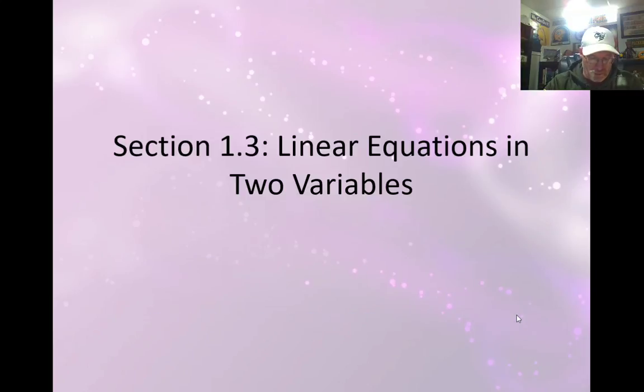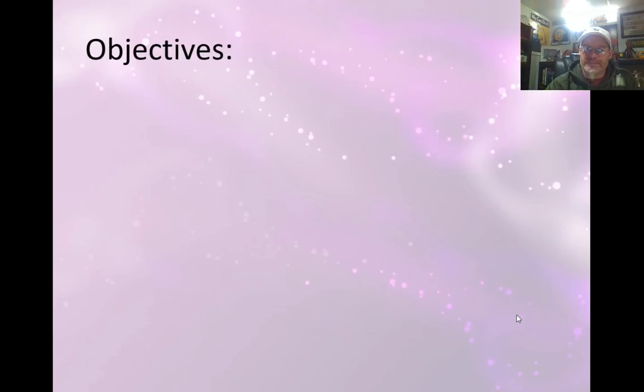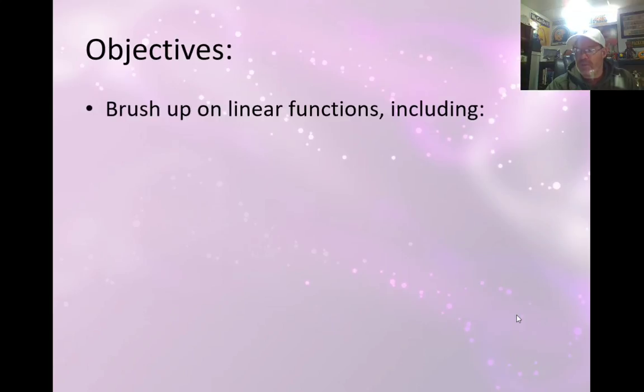I apologize. This is section 1.3, which is going to be broken up into 3 videos. It's about linear equations in 2 variables. We're going to be brushing up on equations in point-slope form and slope-intercept form, and also talking about parallel and perpendicular lines. So that's what we need to brush up on.